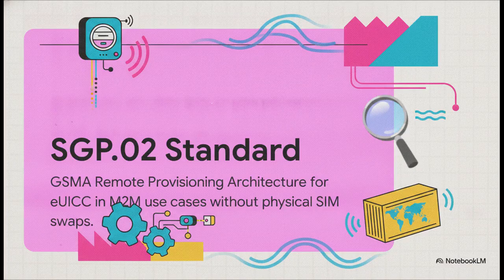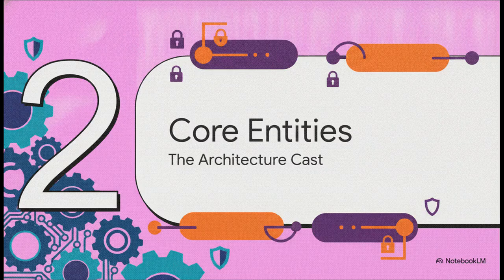Enter SGP.02. This is basically the ultimate blueprint. SGP.02 is the official GSMA remote provisioning architecture, and it's designed specifically for the embedded UICC, what we call the eUICC, in machine-to-machine use cases. This standard is the rulebook. It's what allows network operators and businesses to securely beam a brand new network identity straight into a device, whether that's a smart meter on a house, a sensor deep inside a factory, or a shipping container moving across the ocean.